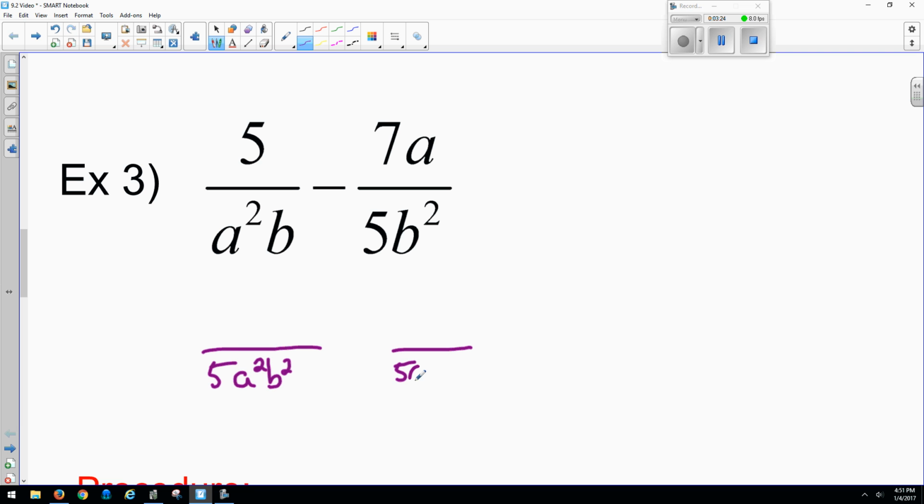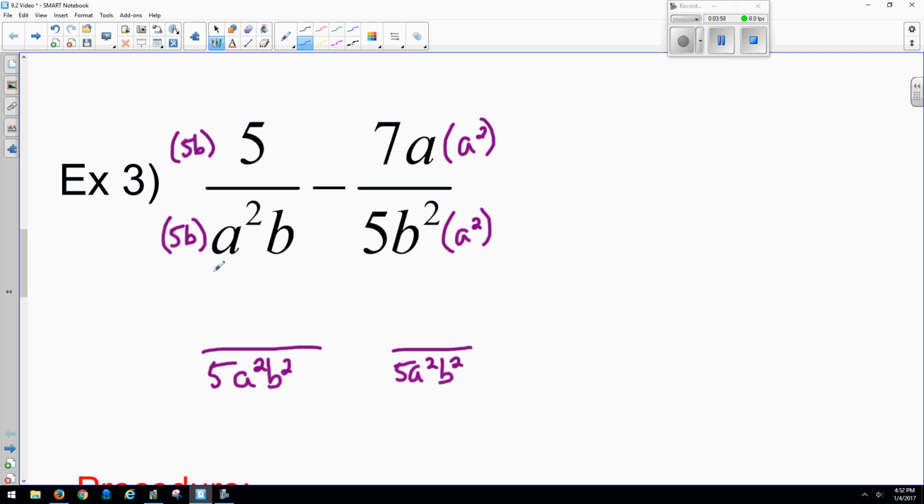I'm just going to write this down here. And so really what I'm going to do is look at this one and see, okay, what am I missing? To get to here, what do I have to multiply this denominator by? So it looks like I need one more b, and I need that 5. So I'm going to multiply this denominator by 5b. I have to do the same thing to the numerator. Over here, I'm just missing the a squared. So I need to multiply this denominator by a squared. I'm going to do the same thing to the numerator.